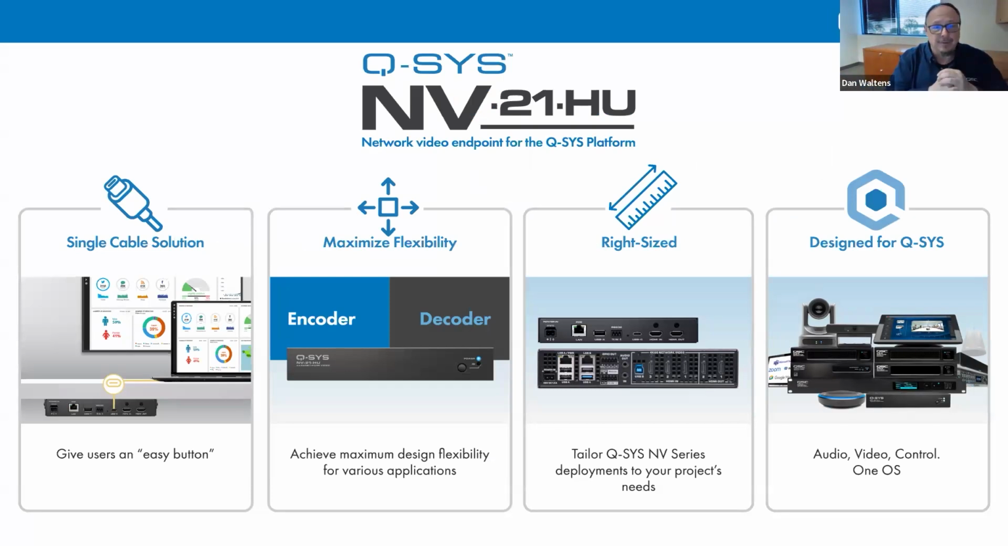I always like to point out to people the naming conventions, right? Network video, NV21 is 2 in, 1 out, and HU is HDMI and USB. So it's right-sized. Now it's not quite half, it's not a quarter RU, so it's kind of a third RU-ish, a little over a third on physical size, but also on its capability, right? There may be opportunities where you don't need that big of a device, that many inputs or outputs. And it's designed for Q-SYS.